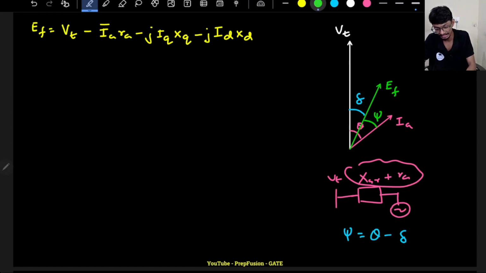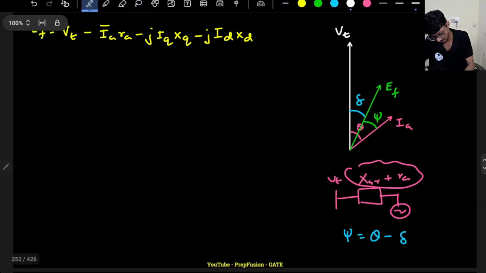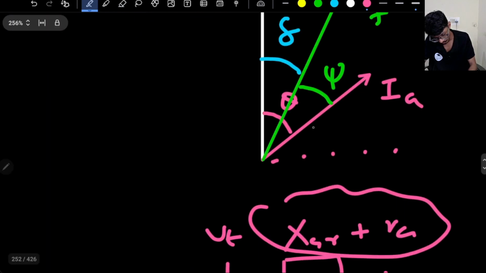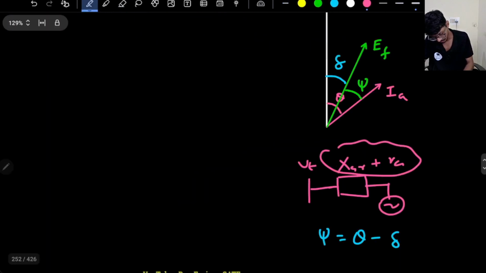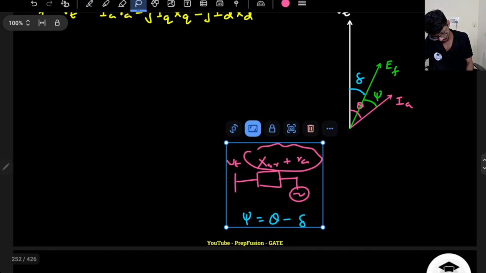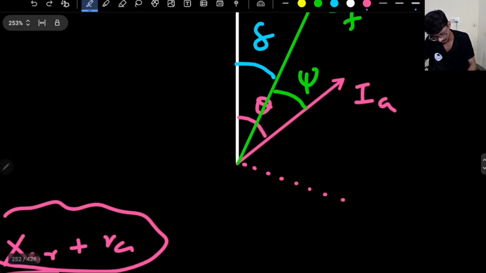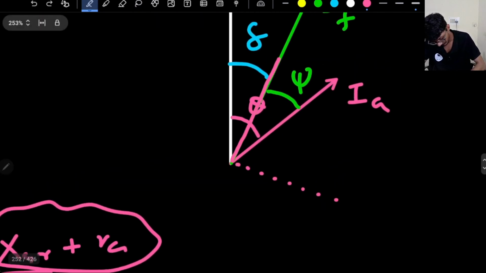This is the same as the leading case of generator. So the leading case of generator is the same as the lagging case of motor. You will observe, but you have to replace Ia with minus Ia. So here, Ia will have two components. One will be perpendicular to EF, another one will be along EF. So the along-EF component will be the quadrature axis one.